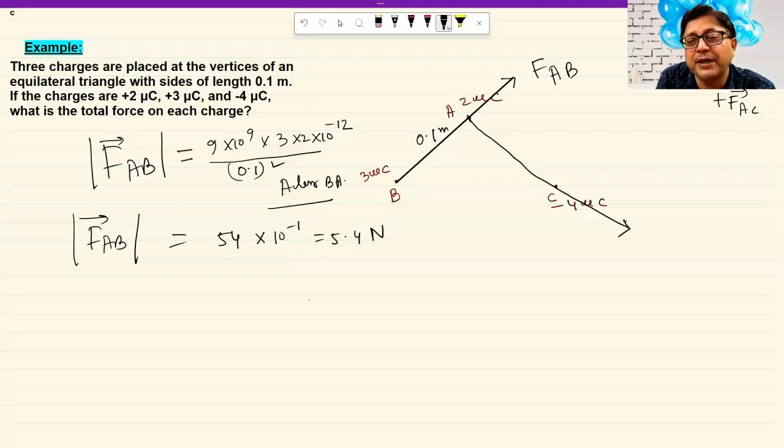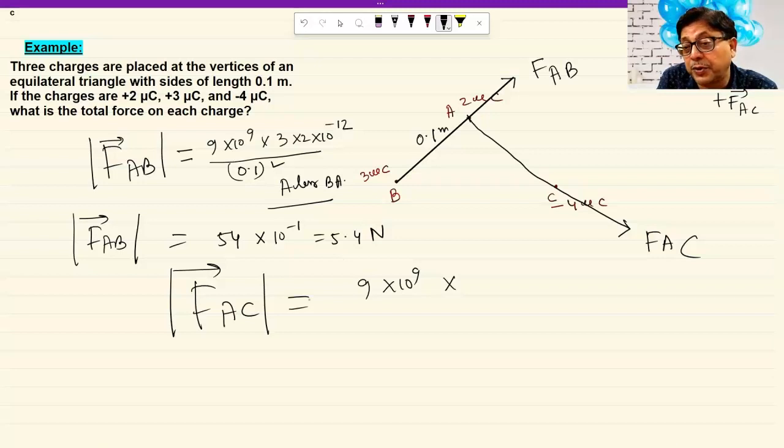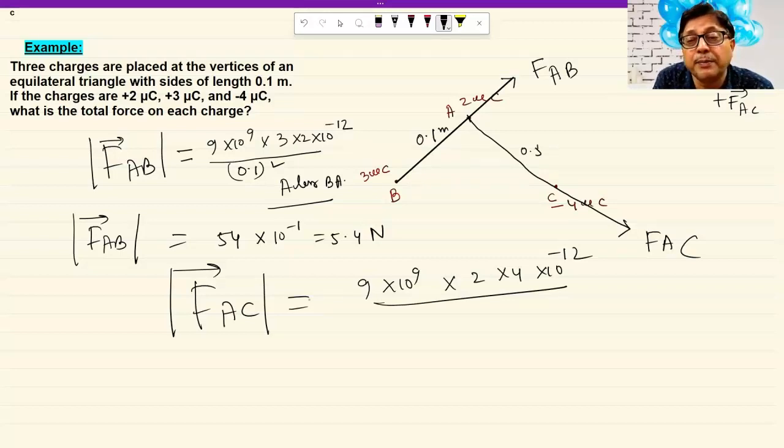FAC is going to be directed like this. This is the direction of FAC. What is the value of FAC? That FAC magnitude-wise is 9 into 10 to the power 9, into 2 into 10 to the power minus 6, 4 into 10 to the power minus 6 (we are considering magnitude only, not the minus sign), together minus 12, divided by the side length, which is also 0.1 meter. So 0.1 square. So this is 72, it is 7.2 Newton.